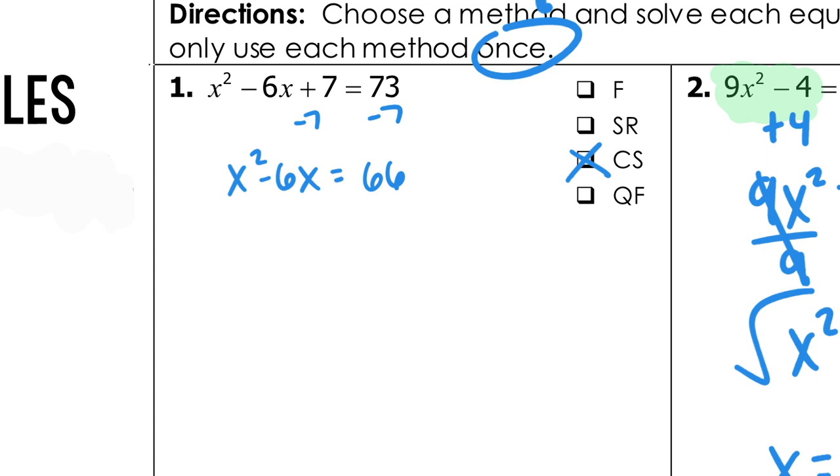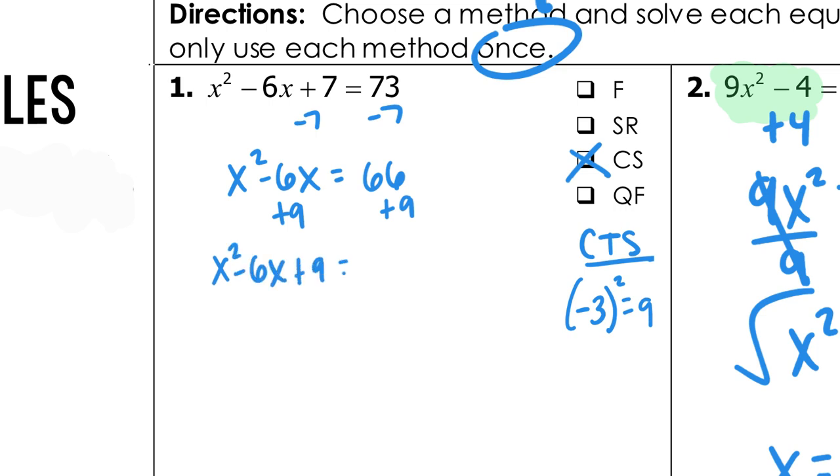Then we want to complete the square. So to complete the square, which I usually write CTS, we take half of the x coefficient, in other words, the number in front of x. So half of negative 6 is negative 3, and then we square it. So we get 9. So we're going to add 9 to both sides. So we have x squared minus 6x plus 9. 66 plus 9 is 75.